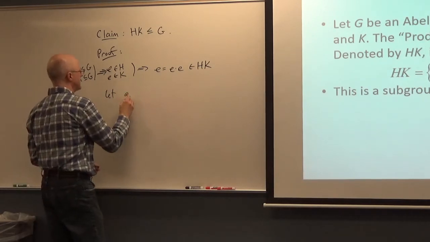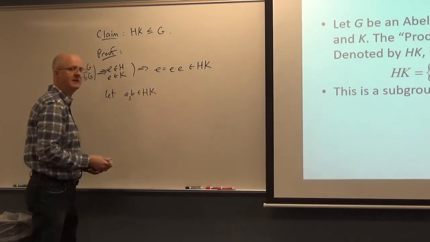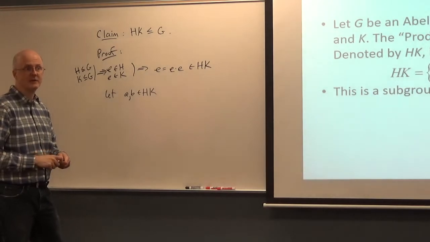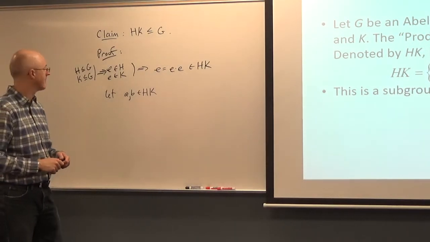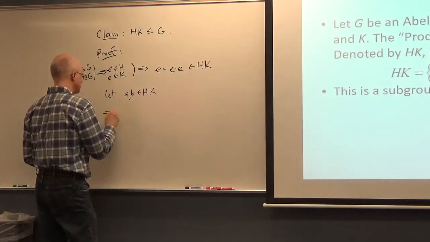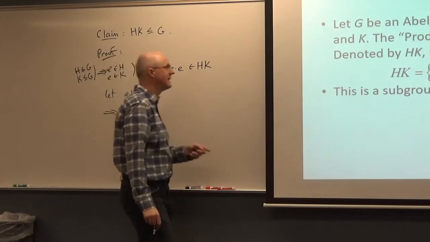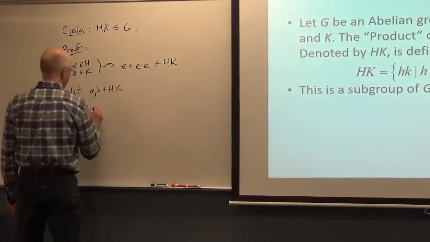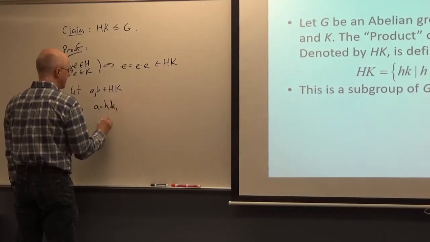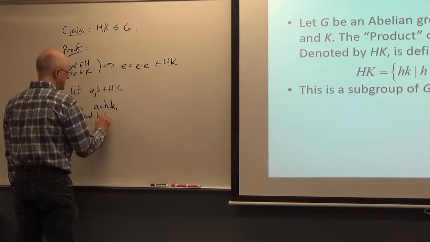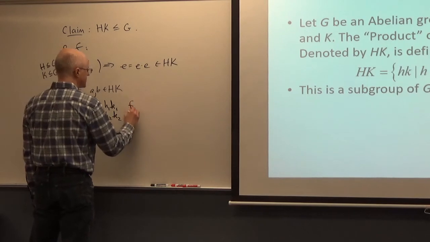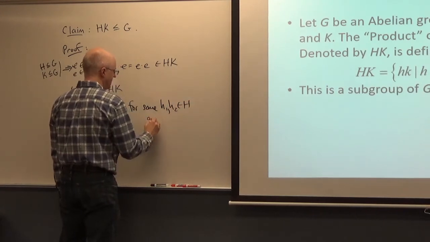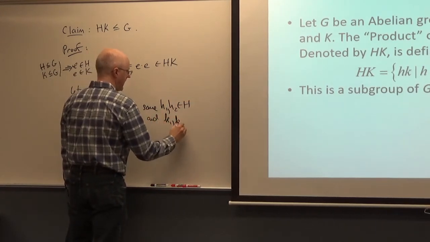Let A and B be in the product of capital H and capital K. Is it closed? Is their product AB also in this product HK? You have to tease out what this means. What does it mean for A and B to be in this set? It means they are products like this. So you could maybe write A equals H1 K1 and B equals H2 K2 for some H1, H2 in capital H and K1, K2 in capital K.